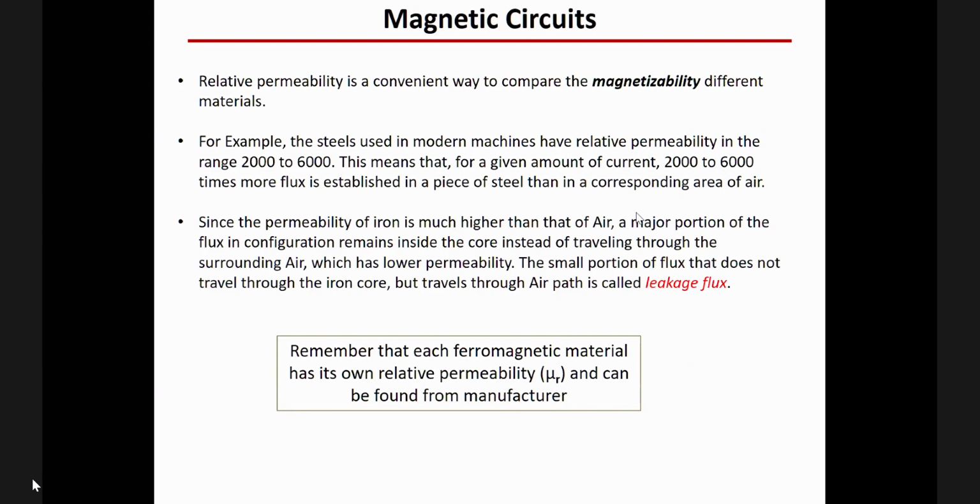I need to speed up a little bit just to finish. I'm almost done. But just give an example here. The steels used in modern machines have a relative permeability in the range of 2000 to 6000. This means that for a given amount of current, 2000 to 6000 times more flux is established in a piece of steel than in air. So this is why we use the material, because it can give us more magnetic field for the same area.